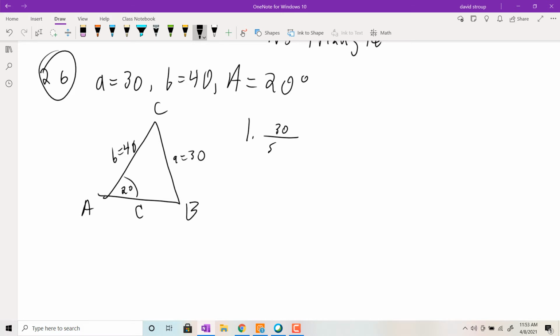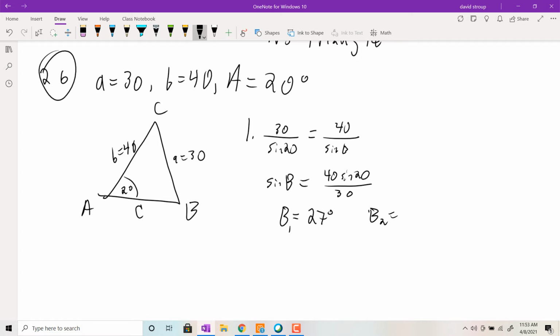You've got 30 all over sine 20. And then on the other side, we'll have to go after sine B, right? So you'll have 40 all over sine of B. Isolate sine of B, so 40 sine 20 all over 30. And so B, you go to your calculator, will be 27 degrees. And that's our first B. Or B2 will be 180 minus 27, which gives 153 degrees.